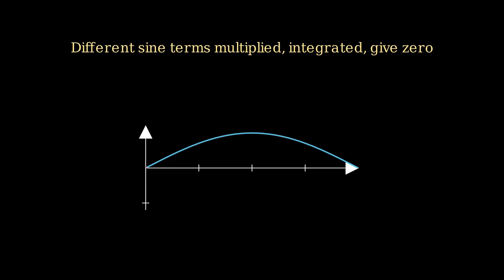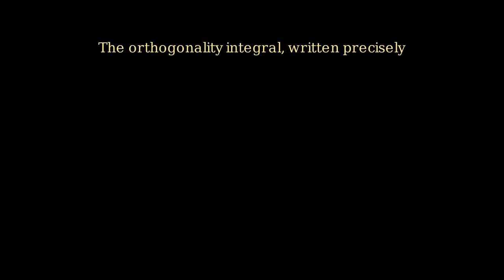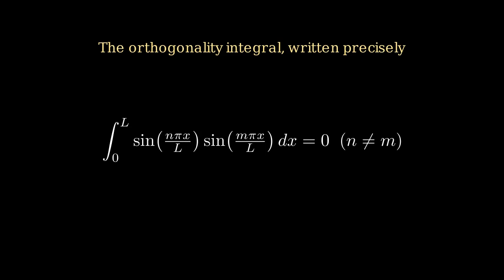When you multiply two different sine terms together and integrate that product over the whole domain, the result is always 0. Written out for n not equal to m, integral from 0 to L of sine of n pi x over L times sine of m pi x over L dx equals 0.